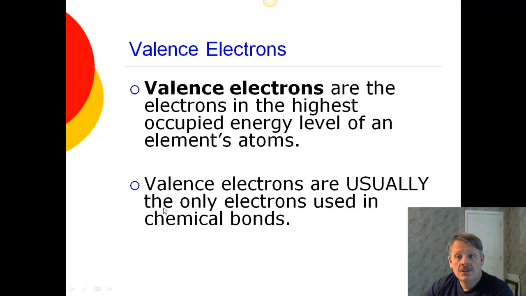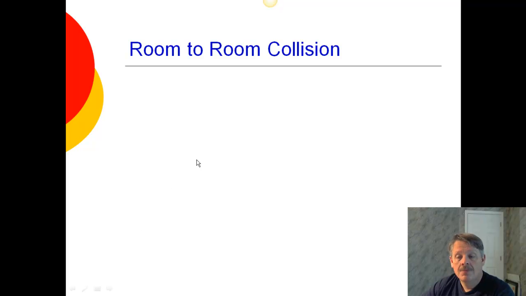All right, valence electrons are the electrons in the highest occupied energy levels, and what we have to focus on here is highest energy level. That's important. We're going to talk about how we know that. Valence electrons are usually the only electrons used in chemical bonds. I say usually because there are some elements that do some funky things, but we're not going to worry about those right now.